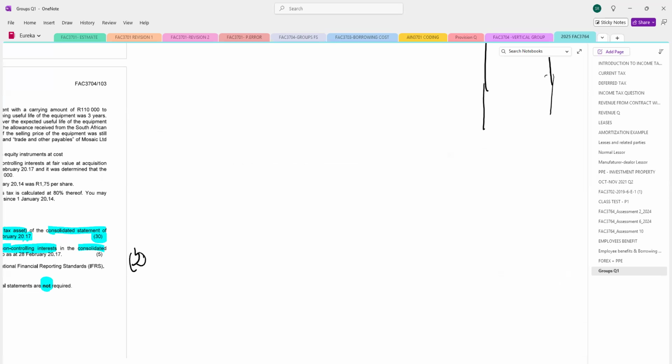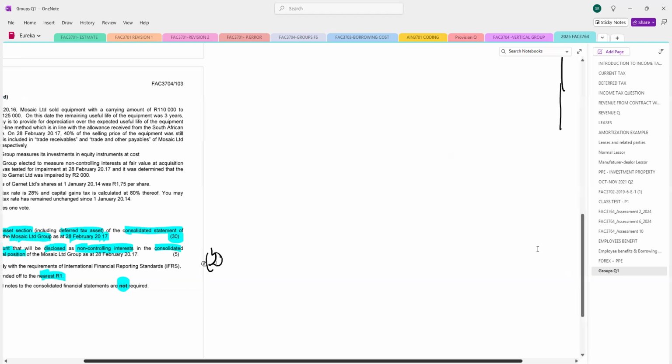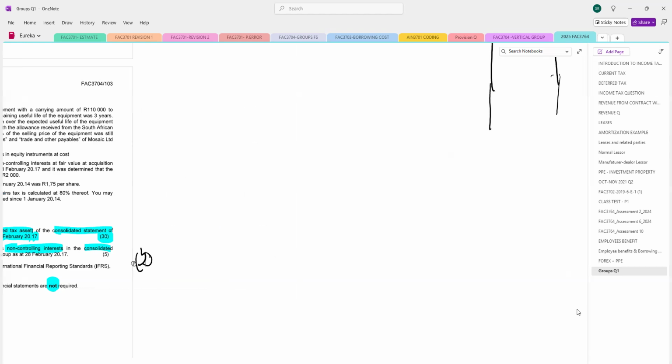In B, I was told to calculate the amount that will be disclosed as a non-controlling interest in the consolidated statement of financial position. Right. Another thing that I've also seen on your guides is that they are not testing changes in ownership. So I'm not going to do change in ownership. We're only going to do change in ownership after the assessment, so that we'll have time to sit on it properly. Okay.